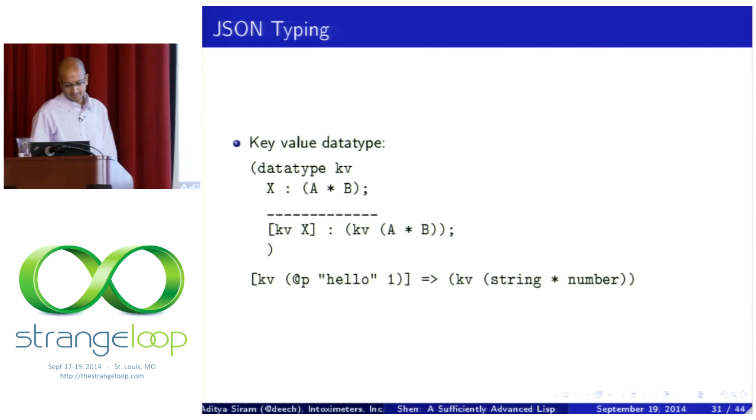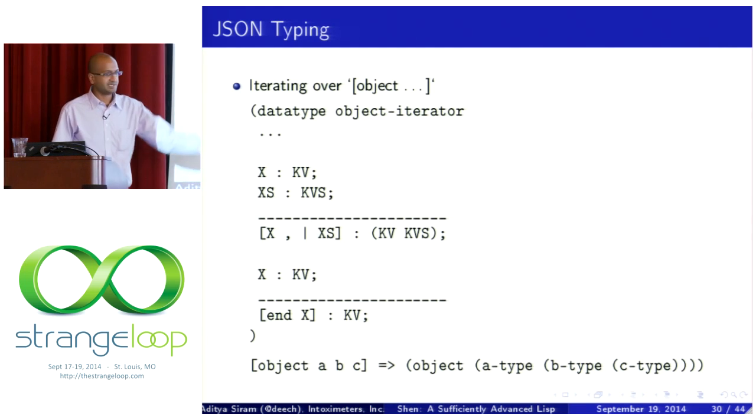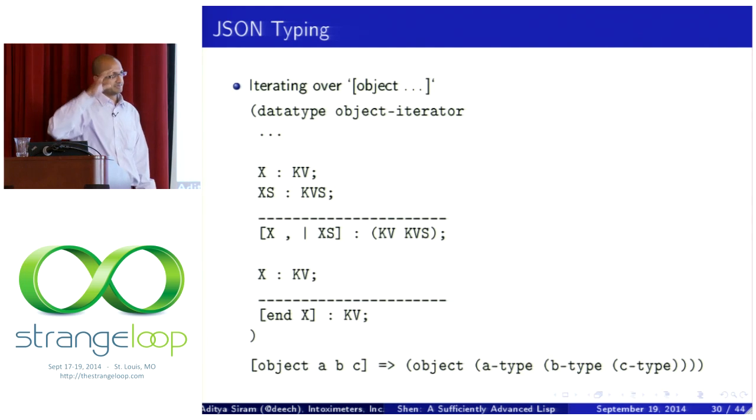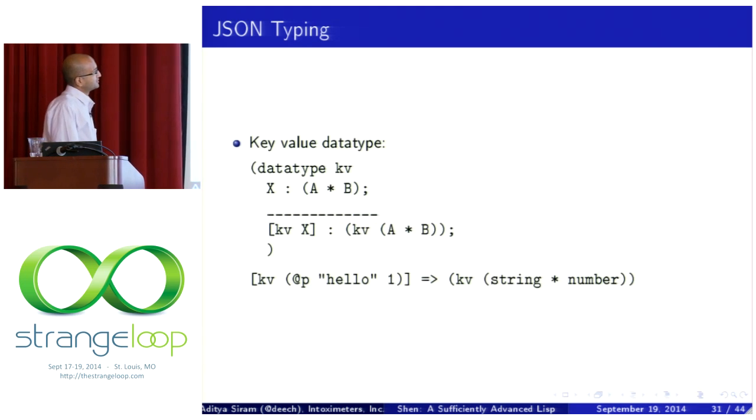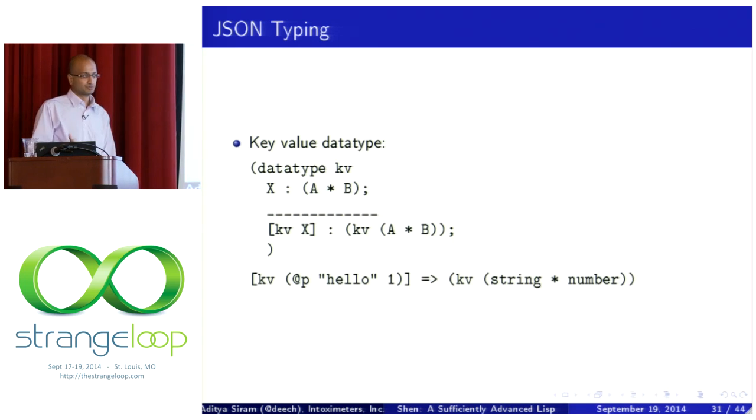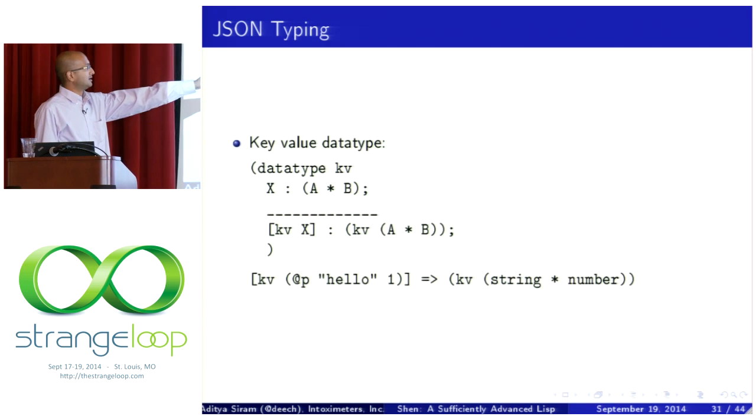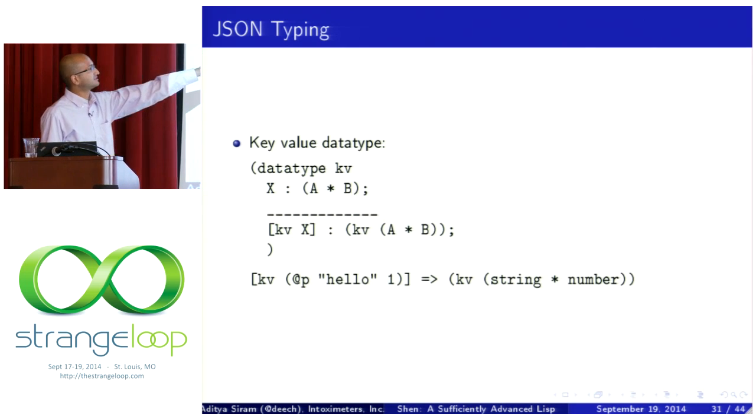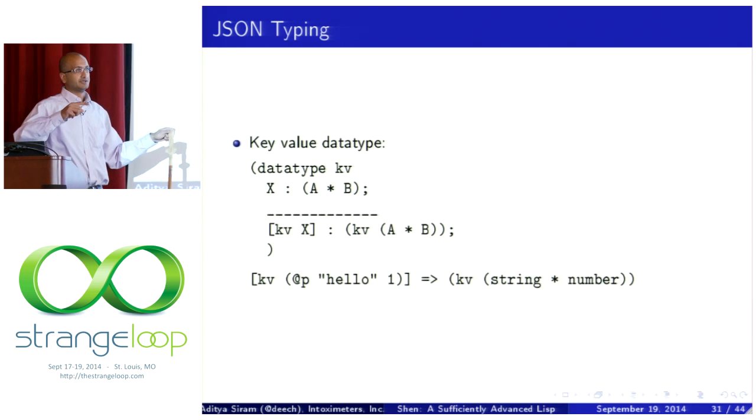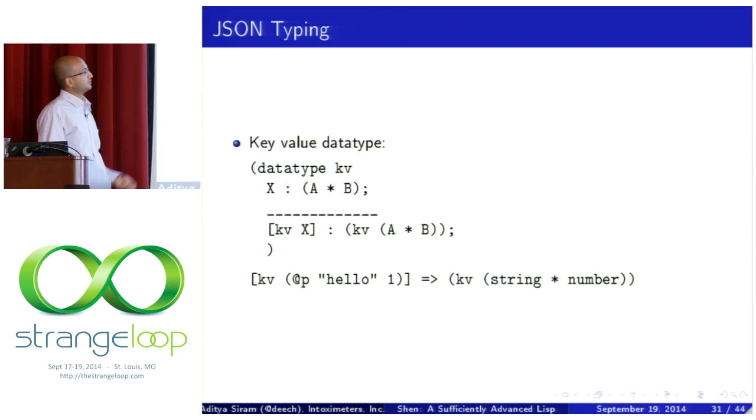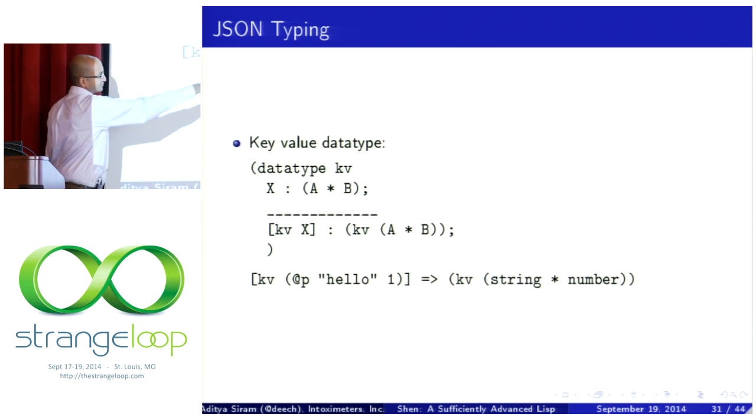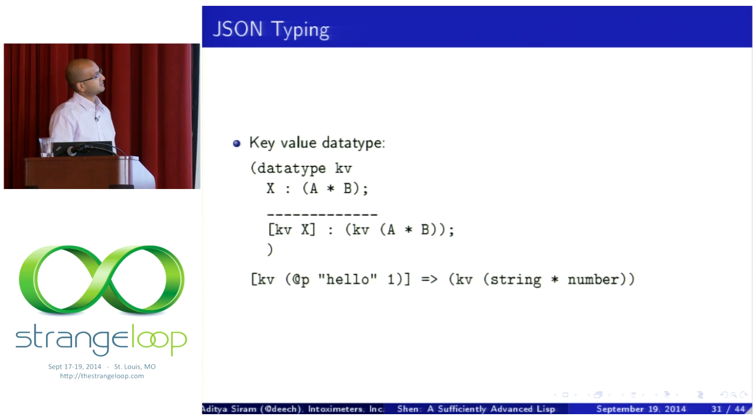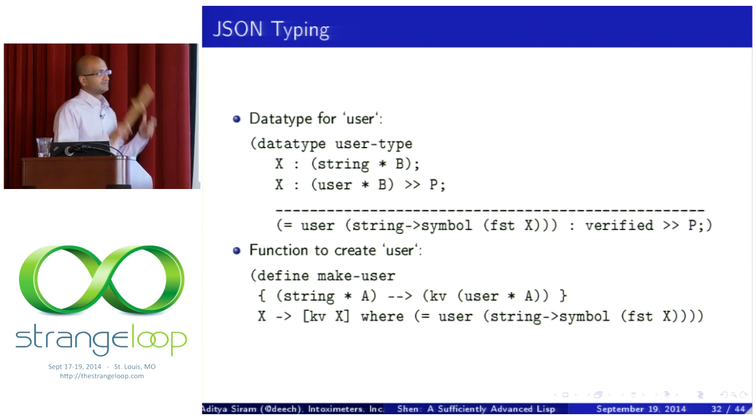So, by the way, if you haven't figured it out already, the A type, the B type, and the C type will correspond to the key value pairs in the JSON. So the first thing we do is we wrap up the pairs into another type so that this rule doesn't fire on all pairs. So if we see KV X, it is of type KV and the type of the inner pair. So if we have a KV and a pair hello 1, it type checks to KV string number.